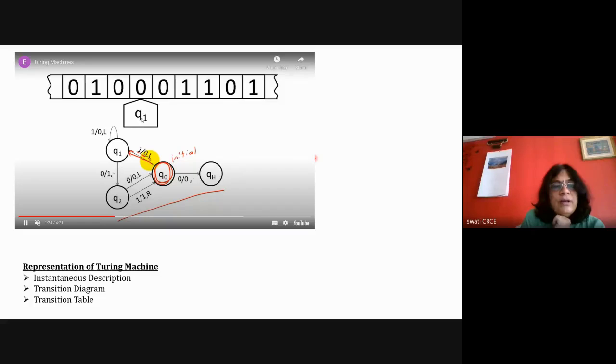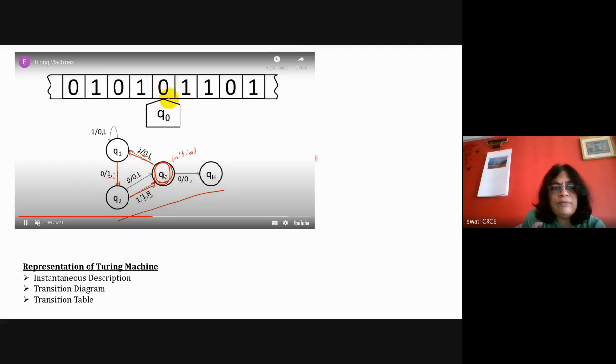Now in the state Q1, it's reading 0. So in the state Q1, it is reading 0. So the transition is defined as 0 change to 1. And it is not going to left or right. So it is remaining here, but the state is Q2. So 0 change to 1 and it is in the state Q2. Now in Q2, it is getting 1. So for 1, 1 is replaced with 1 and it's going to right and it is going to the state Q0. So 1 is remaining 1, it's going to right and it is now in the state Q0.